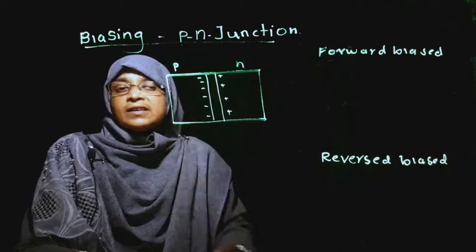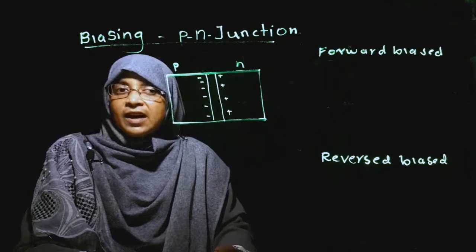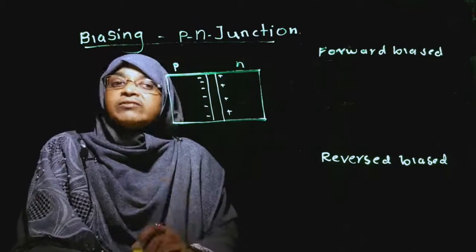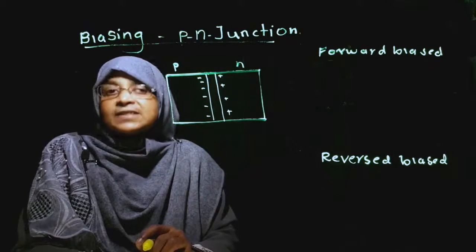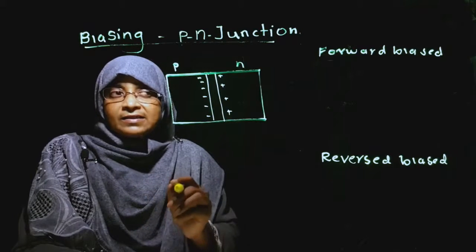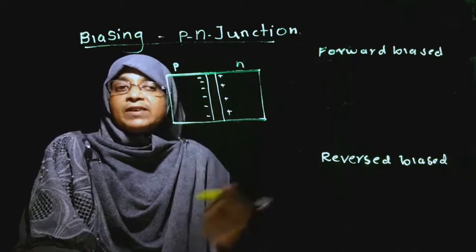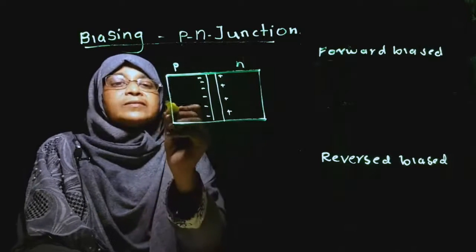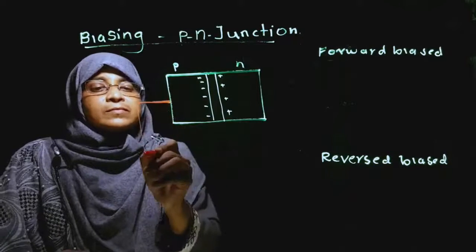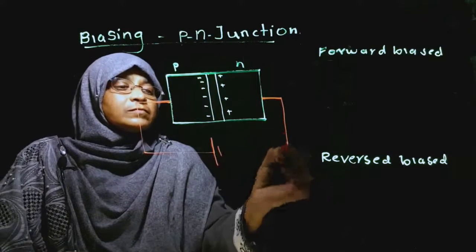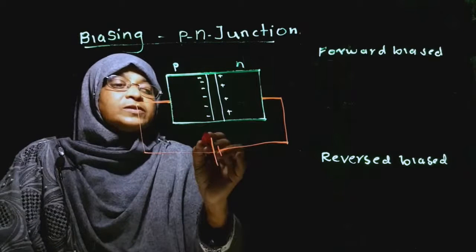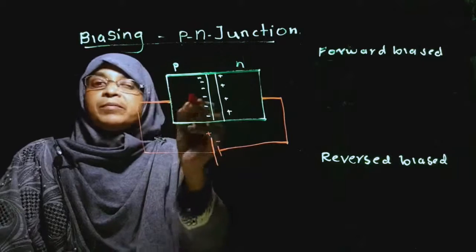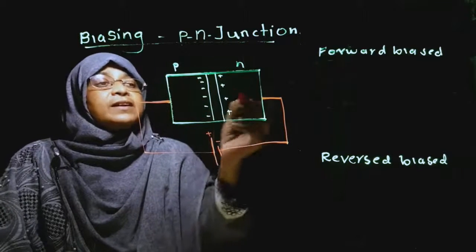Connecting the PN junction as the P side with the positive terminal of the cell and the N side with the negative terminal of the cell. This is the positive terminal, this is the negative terminal. Positive with P side, negative with N side.